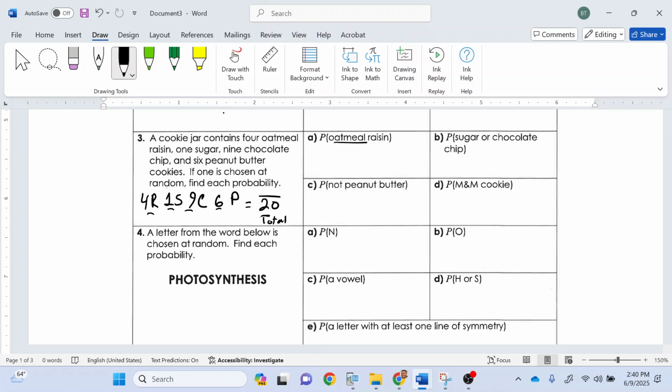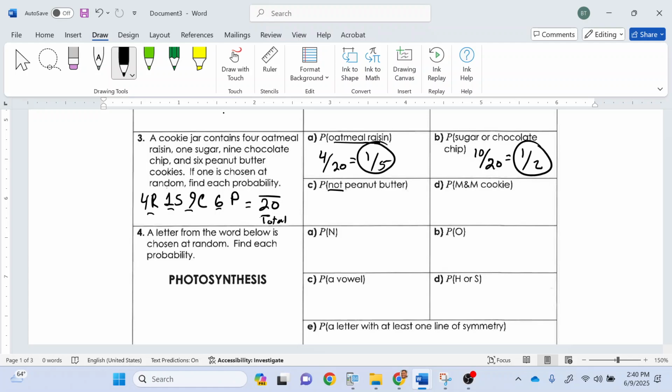So what's the chance of me getting an oatmeal raisin? Well, there are only 4 oatmeal raisins over 20 cookies, so that's 1 over 5. What's the chance of getting sugar or chocolate chip? There are 9 chocolate chips and 1 sugar. So together, that's 10 options. So 10 over 20, that's 1 over 2.